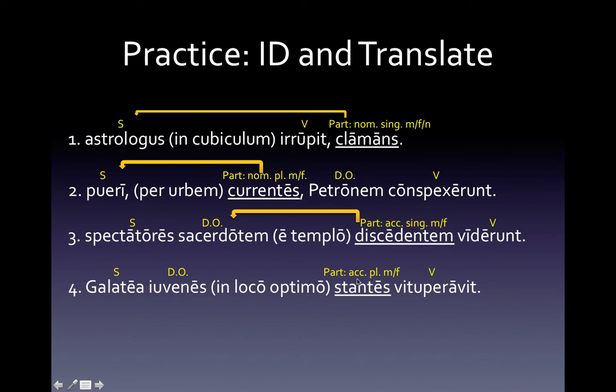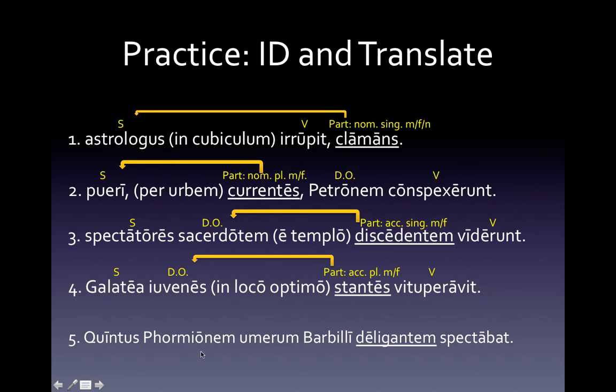Vituperavit is our verb. Okay, stantes, ES, that could be nominative or accusative plural. But we've got over here an accusative plural. We figured out that this one's accusative plural, and that's definitely what it's modifying. So Galatia cursed the young men standing in the best spot. So it's the young men standing. Standing is modifying young men.